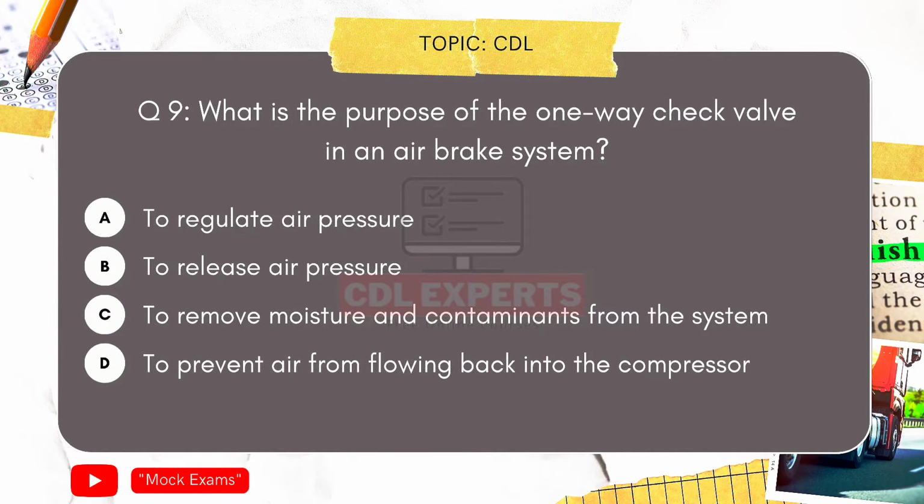What is the purpose of the one-way check valve in an air brake system? To regulate air pressure, to release air pressure, to remove moisture and contaminants from the system, to prevent air from flowing back into the compressor. The correct answer is to prevent air from flowing back into the compressor.